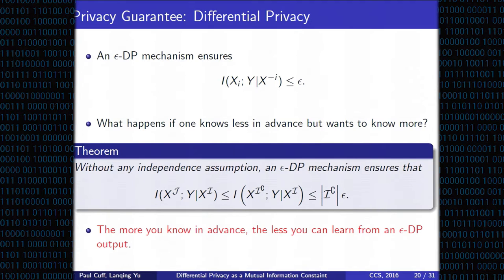Without any independence assumption, this term, I guess you've seen this before, is someone who knows a subset and wants to know another subset. The theorem tells us that the information he gains will be upper bounded by this quantity. As we can see, if I is larger, then its complement will be smaller, and his information gain will be smaller. So this theorem essentially tells us the following: the more you know in advance, the less you will learn from an epsilon DP query output.